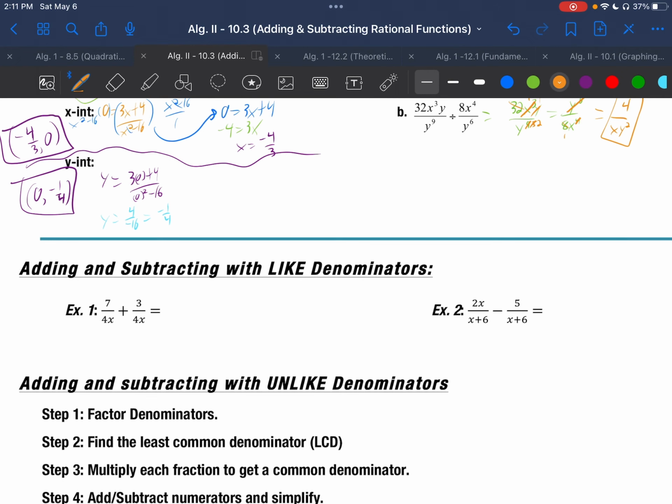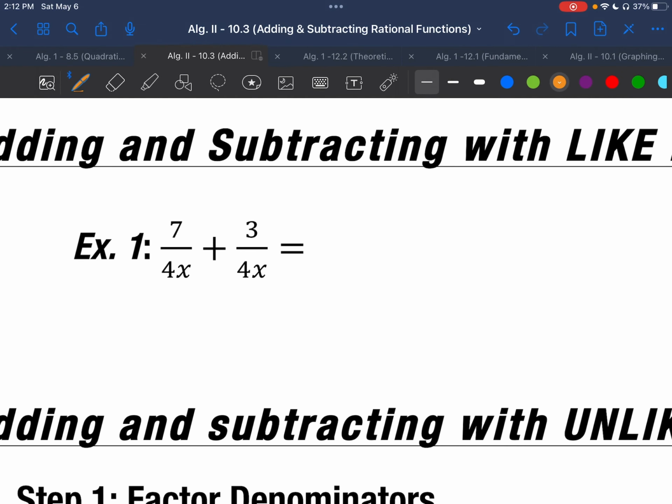Now, moving into the new stuff, adding and subtracting with like denominators. We've done common denominators before when adding and subtracting, and we need common denominators in order to add and subtract. Then you just add or subtract the numerators. So here, 7 plus 3 is 10, and the denominator stays the same, 4x. Apologies. Then we look to reduce. You can reduce the top and bottom by 2, and you get 5 over 2x. And you'd be done.